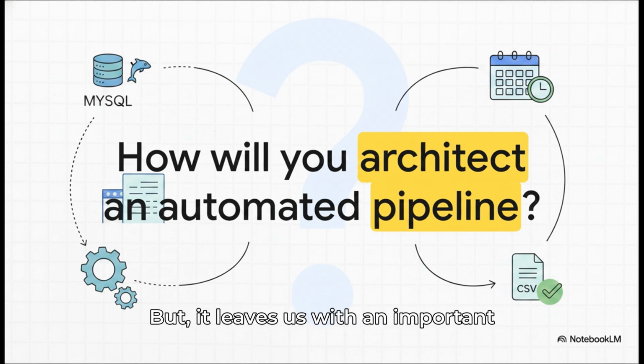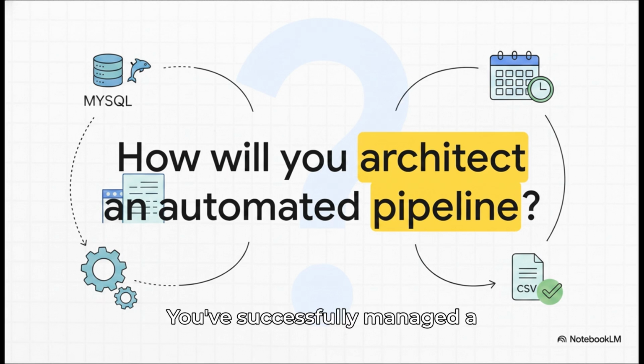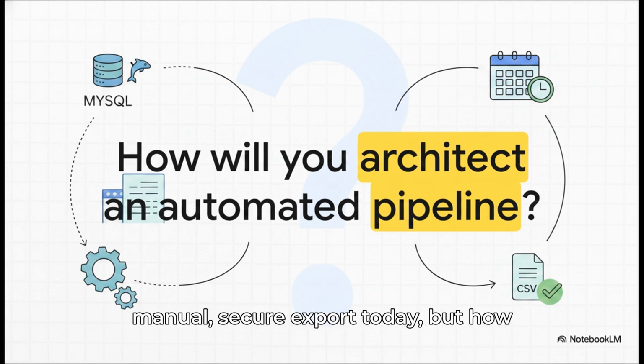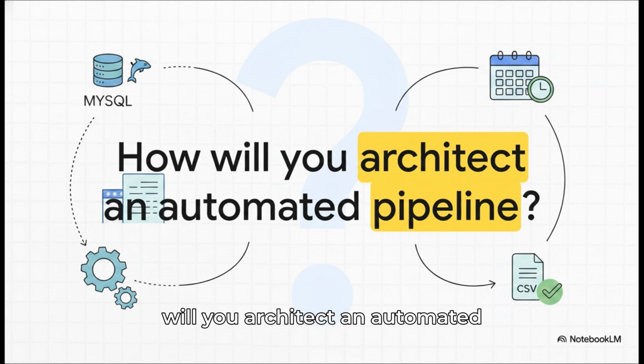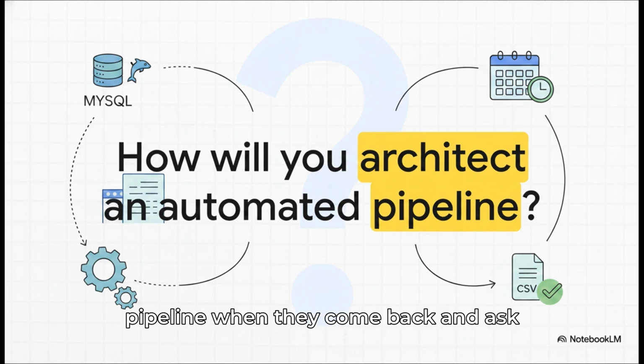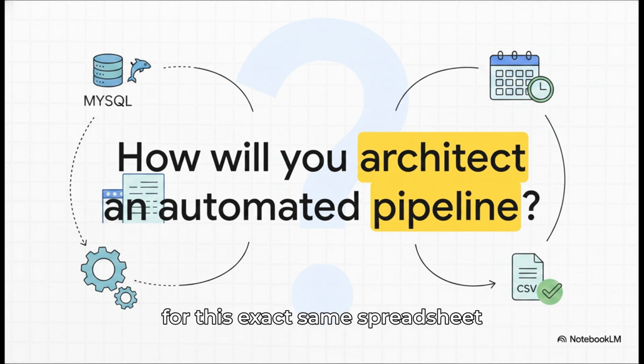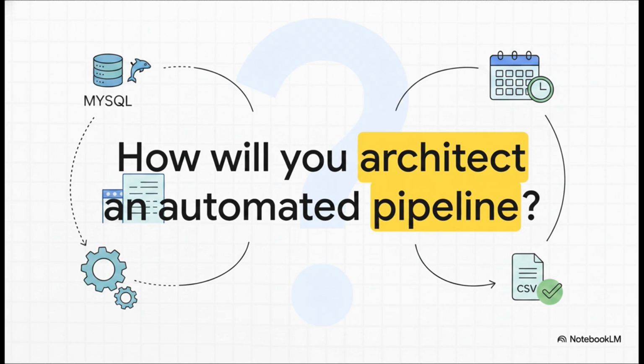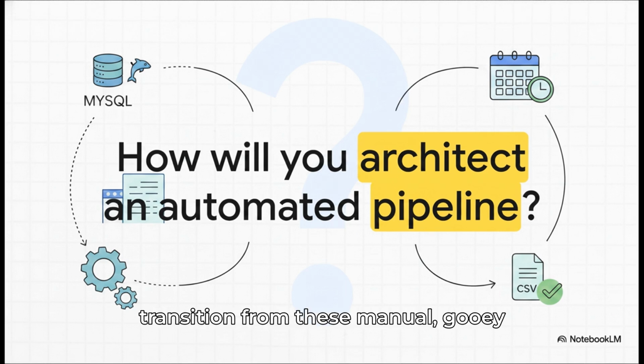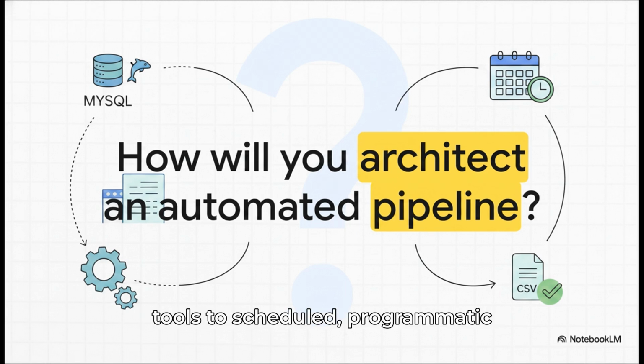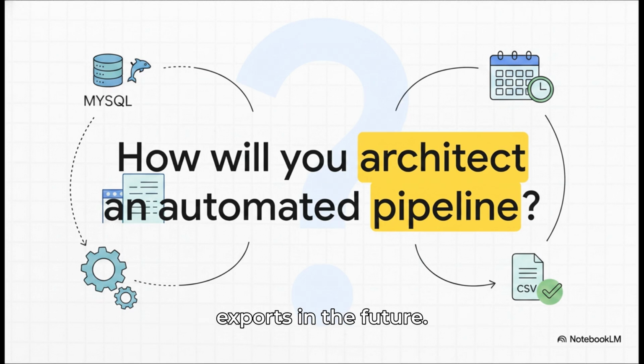So, this methodical workflow saves the day, and it guarantees flawless data portability for those ad hoc requests. But it leaves us with an important final question to ponder. You've successfully managed a manual, secure export today, but how will you architect an automated pipeline when they come back and ask for this exact same spreadsheet every single morning? Think about how you can eventually transition from these manual GUI tools to scheduled programmatic exports in the future.